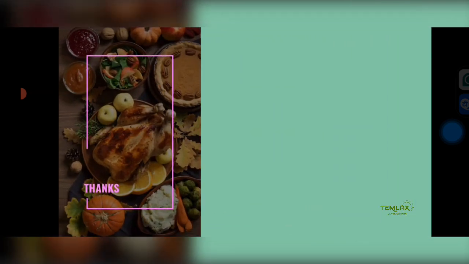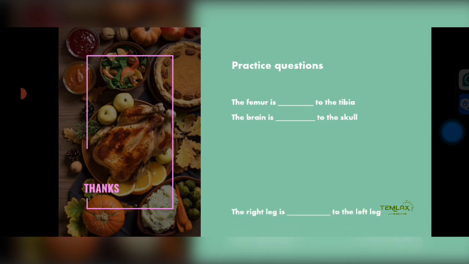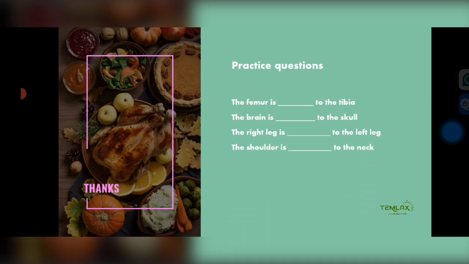Now let's look at a few practice questions. The first one, the femur is dashed to the tibia. You can pause the video and answer it yourself. So the femur is proximal to the tibia. Another question, the brain is dashed to the skull. The brain is deep to the skull. Then the right leg is dashed to the left leg. You call that contralateral. Then the shoulder is dashed to the neck. The shoulder is lateral to the neck.